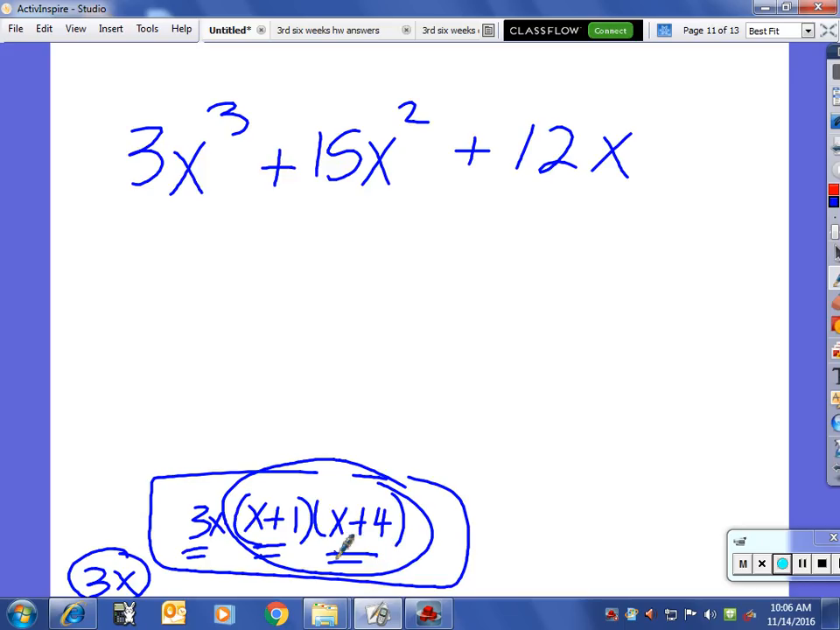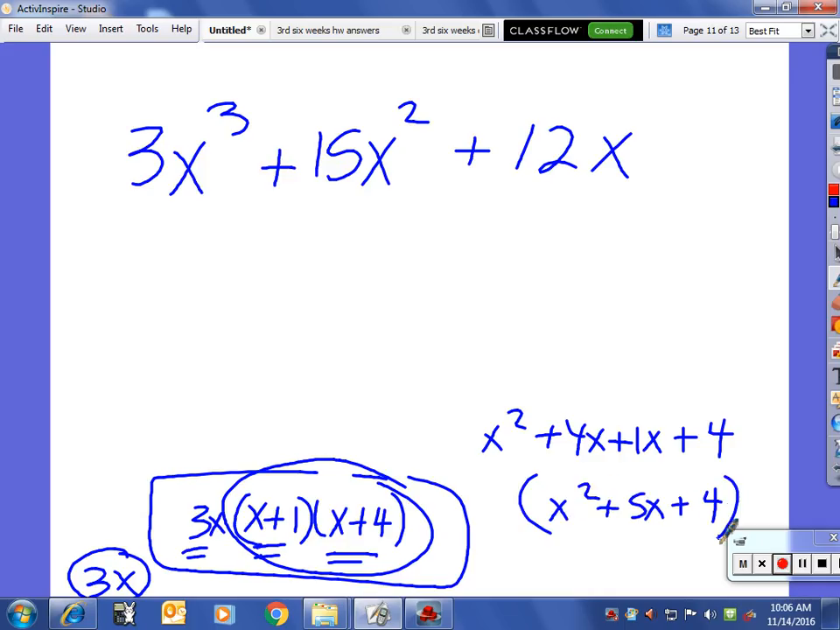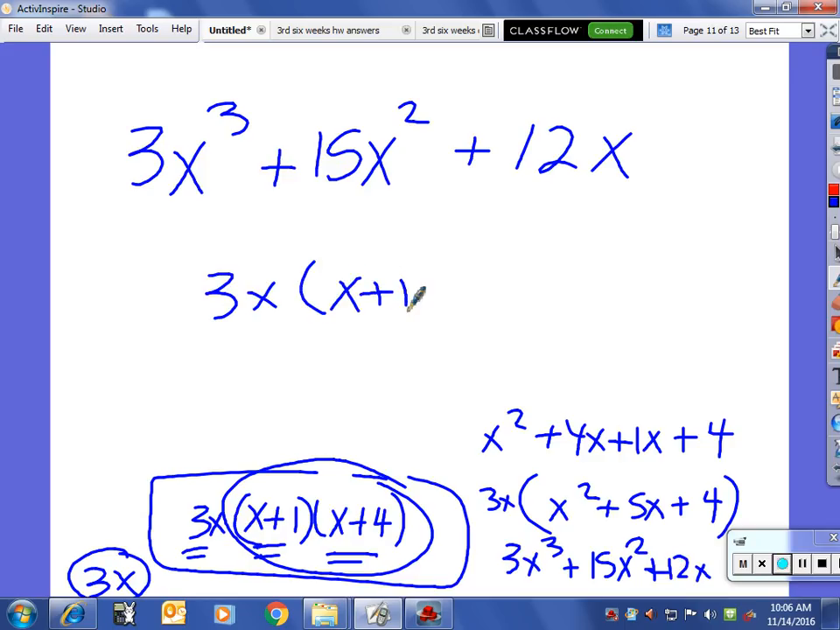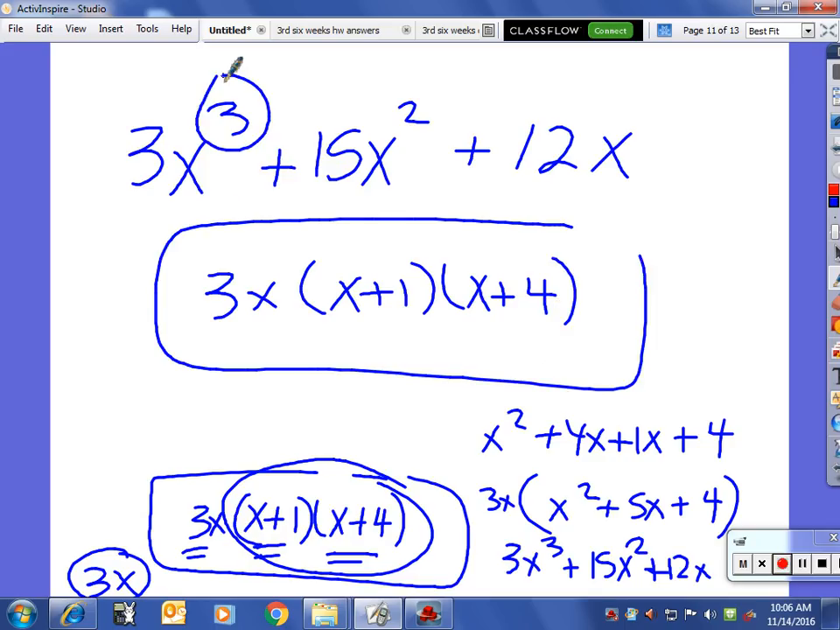I'm going to multiply these 2 back. I would get x squared plus 4x plus 1x plus 4, which is x squared plus 5x plus 4, and now I'm going to remultiply the 3x into that. I would get 3x to the third plus 15x squared plus 12x. Isn't that exactly what I started with? So that is definitely the final and correct answer. This exponent told me I should have 3 factors, and there they are.